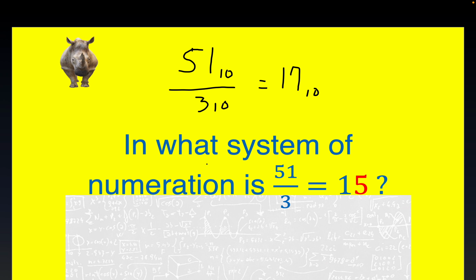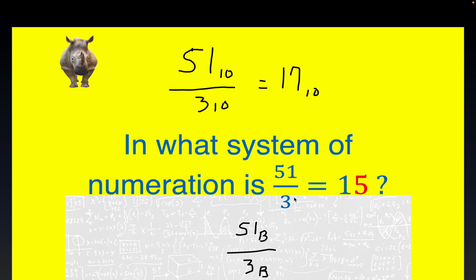We have a different question right here. We go, in what system of numeration is 51 over 3 equal to 15? And this looks absolutely absurd, but what we mean by that is we mean what base? 51, we'll write 51b here over 3b.